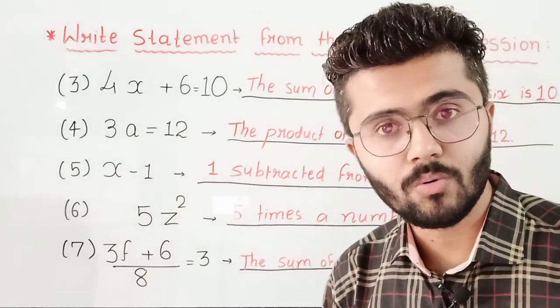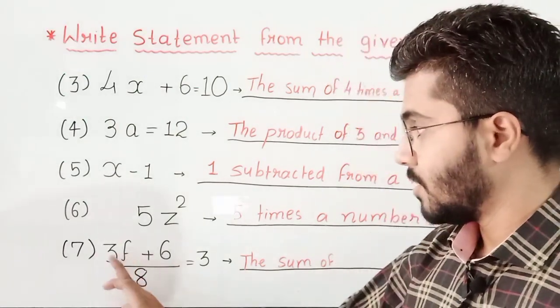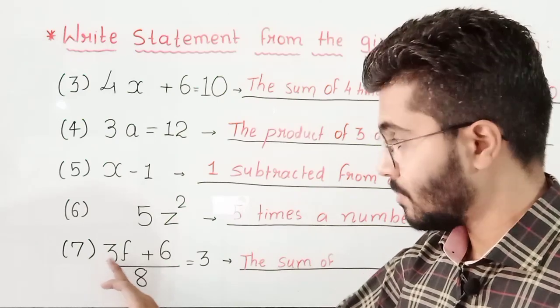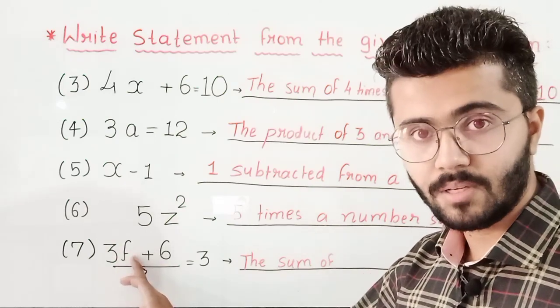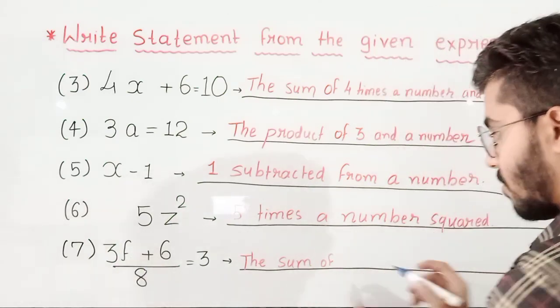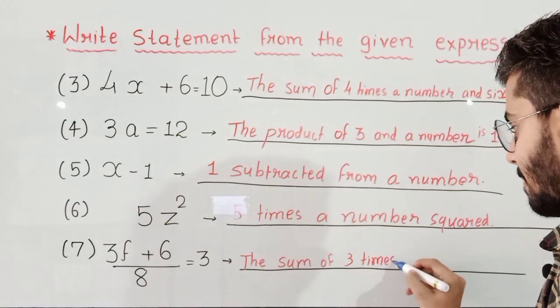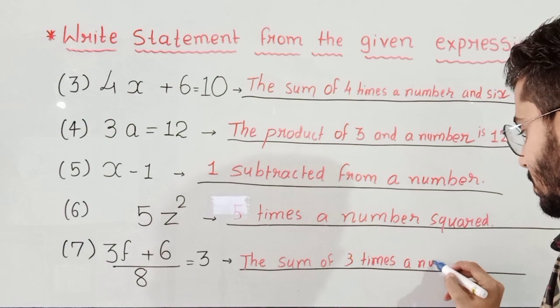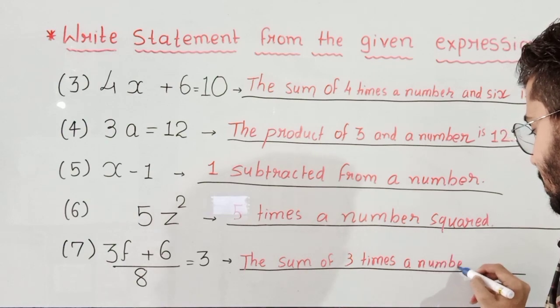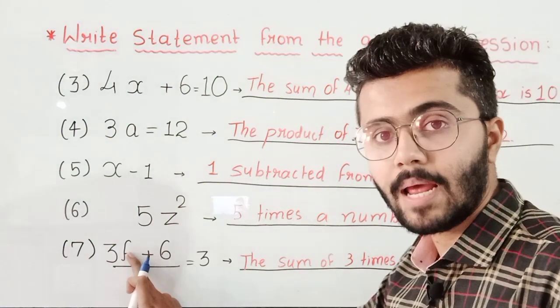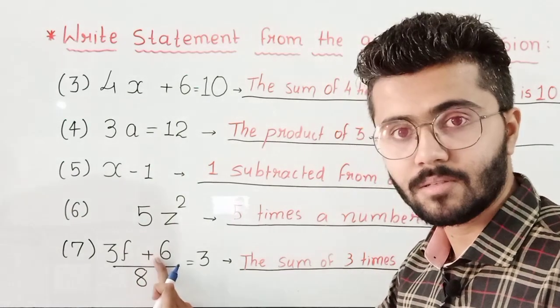The sum of 3 times a number means 3f. So can we write the sum of 3 times a number? 3 times a number and 6.